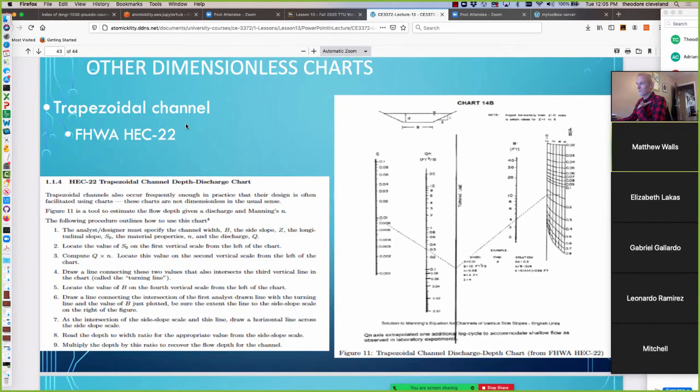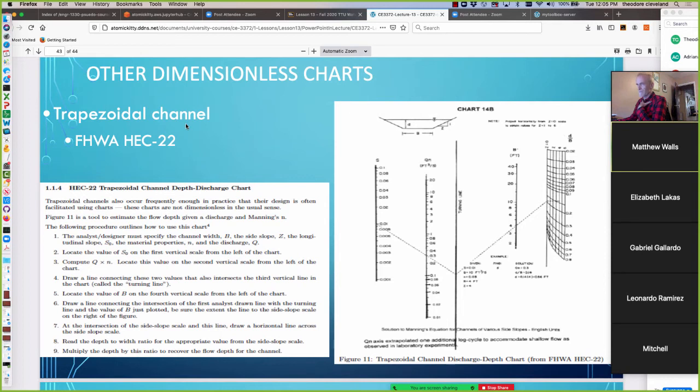There are some other dimensionless charts that are available. One example is shown here. This is out of HEC 22, which is a Federal Highway Administration manual. I believe it's called Urban Drainage Design, but I may have the title wrong. And in it, there's a lot of charts. I just picked the trapezoidal channel chart.